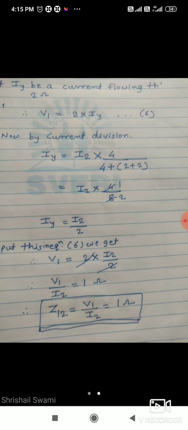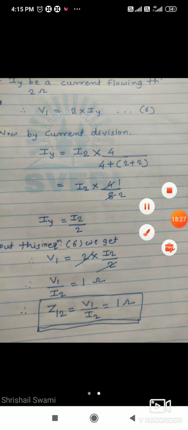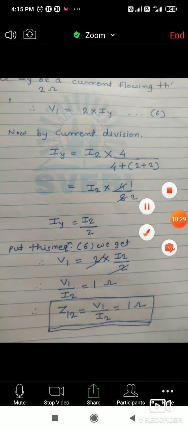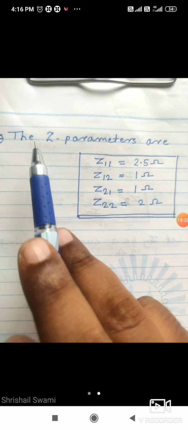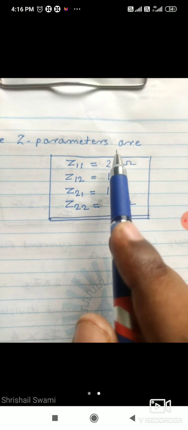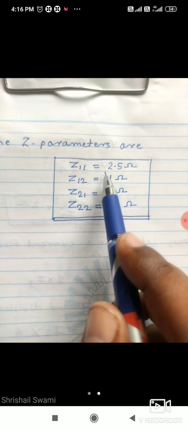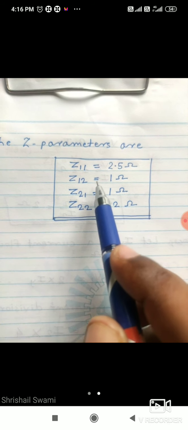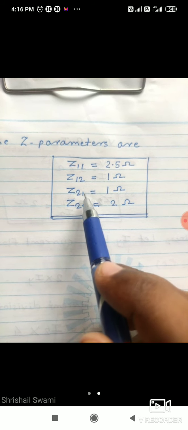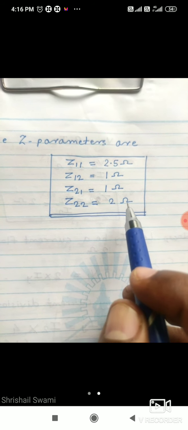Okay, so in this way we got all those 4 parameters. Now what you have to do finally? Once you have found all those values, you can write the Z parameters of the two-port network, summarized in one box. Z11 is equal to 2.5 ohm. Z12 is equal to 1 ohm. Z21 is equal to 1 ohm. And Z22 is equal to 2 ohm.